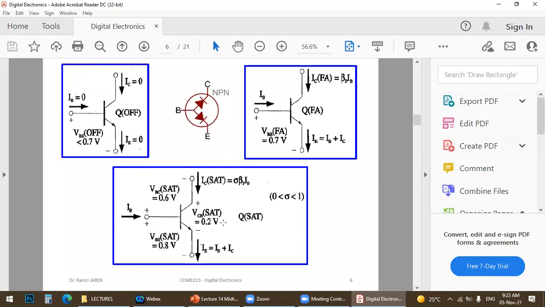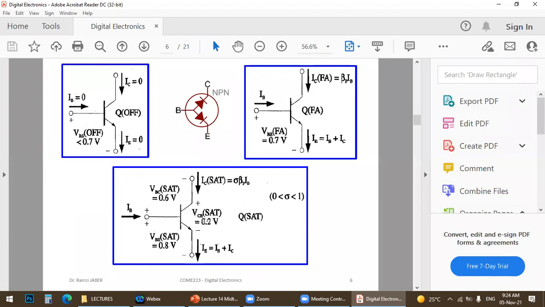Here in saturation mode, when VBE is above 0.7 volt, equal to 0.8 and above, the transistor will be in saturation mode. Then we have different values here: VBE is 0.8 and above, VBC here is 0.6, and VCE will be equal to the difference, 0.8 minus 0.6, always 0.2.